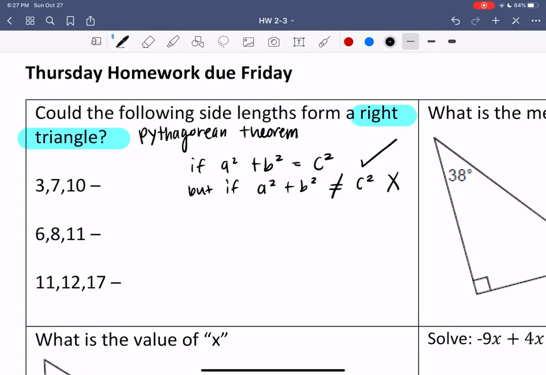So remember, c equals the longest length side. So make sure that you label this as A, B, and C has to be the longest. So you'll have to substitute these numbers into the Pythagorean theorem and see if they do or do not equal each other.